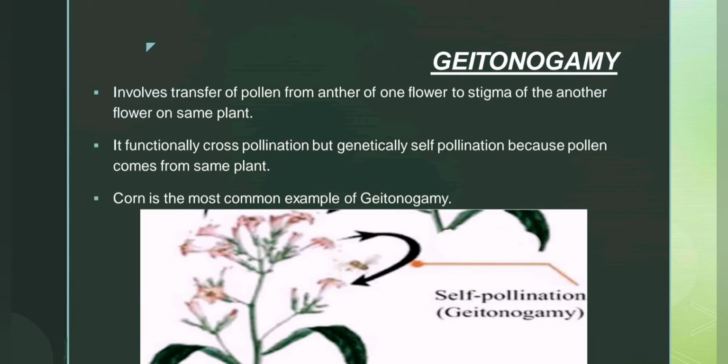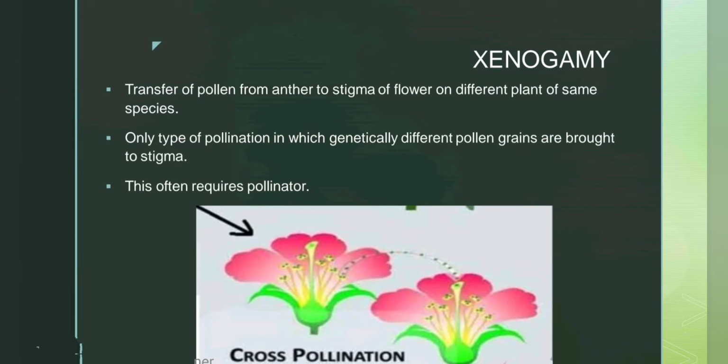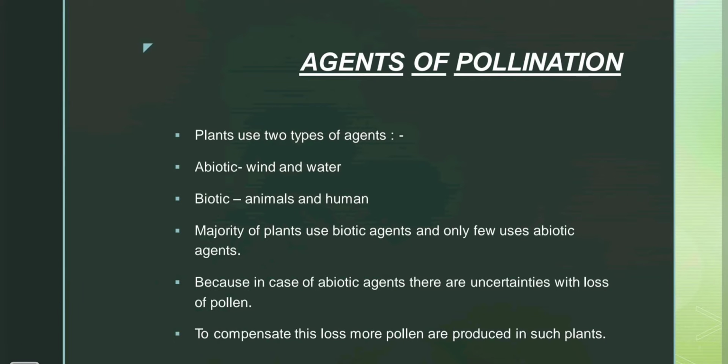Next is geitonogamy. It involves transfer of pollen from one flower to another flower, that is, the anther of one flower releases pollen and the pollen transfers to the stigma of another flower but on the same plant. It looks like cross-pollination, but genetically it is self-pollination because the pollen comes from the same plant. Xenogamy is the transfer of pollen from the anther to the stigma of a flower on a different plant but of the same species. It is the only type of pollination in which genetically different pollen grains are brought to the stigma. This often requires a pollinator.